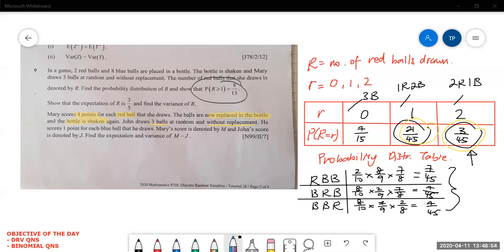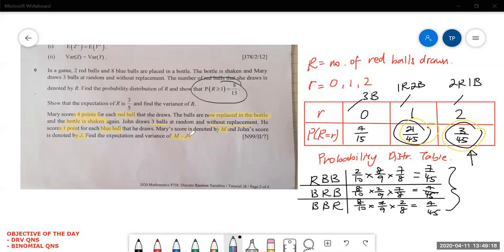Okay. John draws 3 balls at random and without replacement. He scores 1 point for each blue ball drawn. And Mary's score is denoted by M and John's score denoted by J. Find the expectation and variance of M minus J.